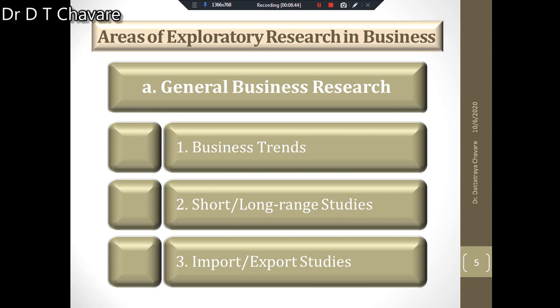Then short or long range studies. Short range studies or long range studies are conducted in this research. And the last type is import or export studies. Import or export studies are also conducted under general business research.